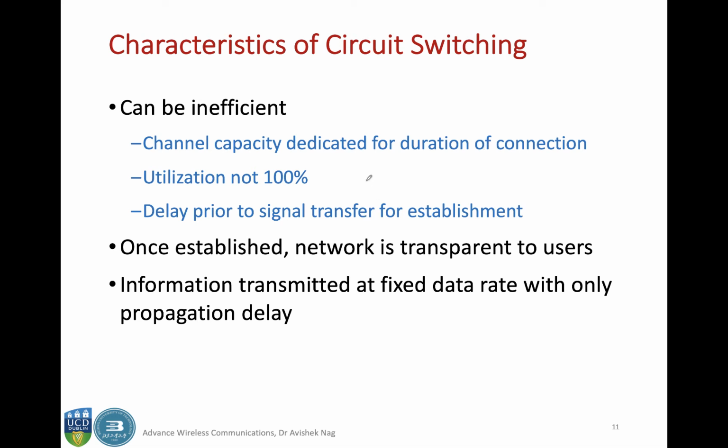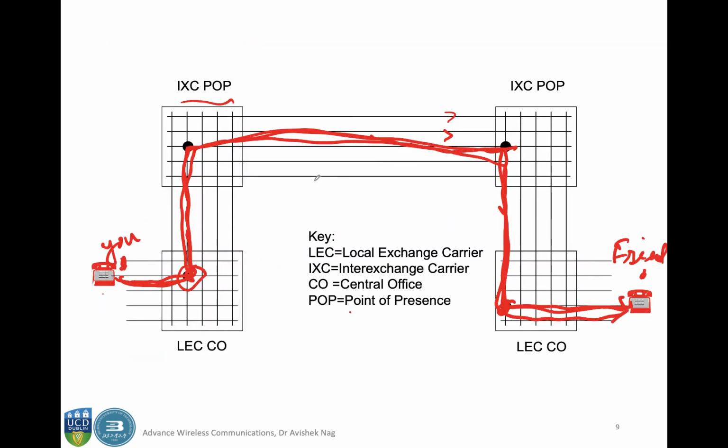Channel capacity is dedicated for the duration of the connection, and you cannot utilize it fully 100%. So let's say this circuit has a very high capacity, but you are only transferring a voice message through it. So you are not fully utilizing the capacity of this circuit. In other words, imagine that this is a road, a 4-lane highway, and you are only driving one car through one of the lanes, and the remaining resources are getting wasted. So this is not 100% utilization.